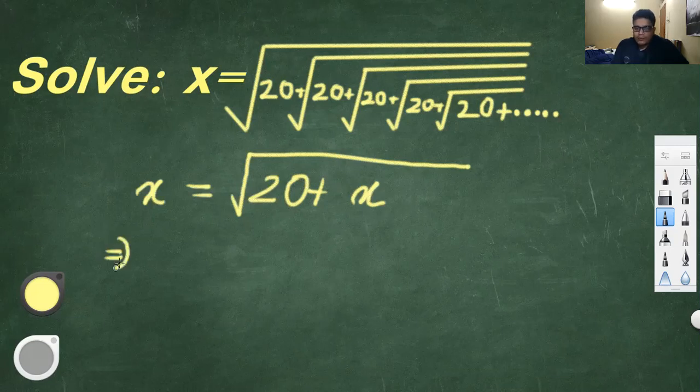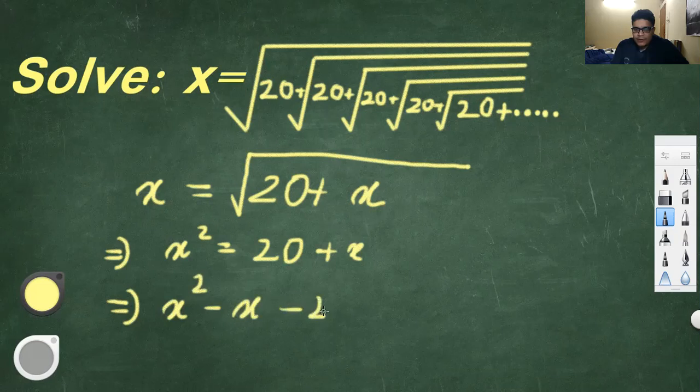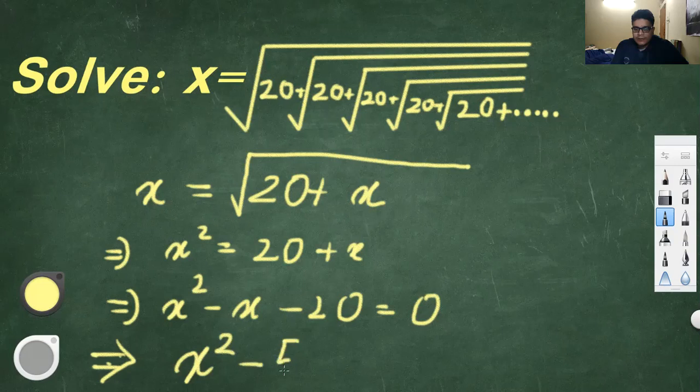So now I square both sides. So I get x square equals 20 plus x. This implies x square minus x minus 20 equals zero. So now this is a very simple one. We do the middle term split. So this implies x square minus 5x plus 4x minus 20 equals zero.